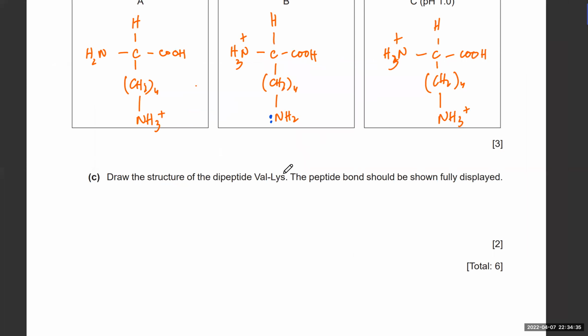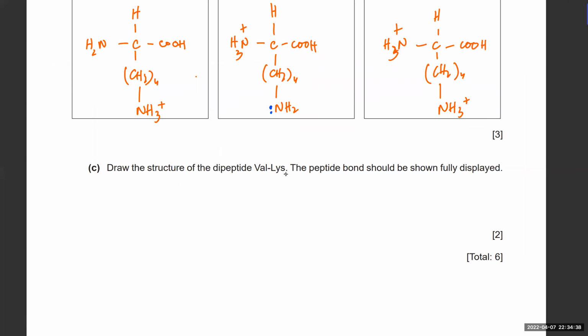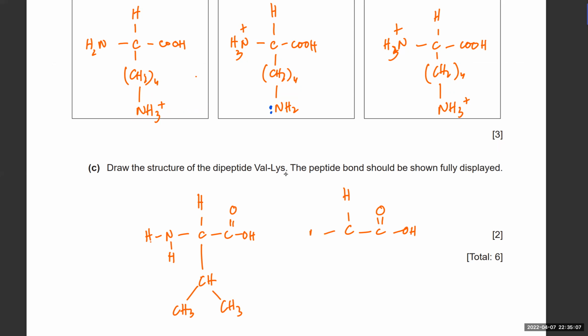And draw the structure of the dipeptide valine and lysine. Valine is going to come first, so it's C double bond O, OH, there's an H and an NH2 on one side. And there is a carbon, valine is CH with 2 CH3s. And the other one is lysine, it's CH, C double bond O. And you've got NH2 and 4 CH2s.